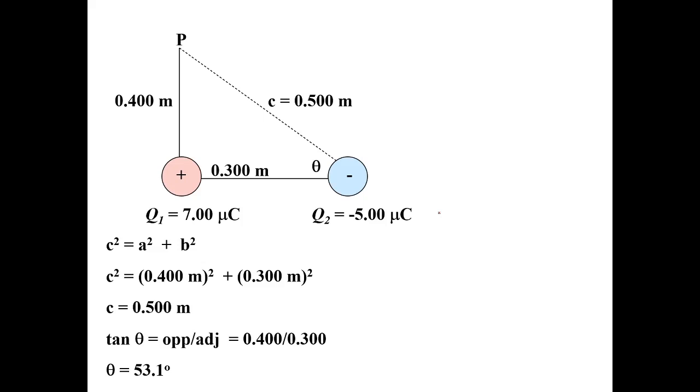We need to find the distance to the negative charge. So if you look, that's a 0.4 is one leg of the triangle. Maybe that's A. This is B. To find C, we just use the Pythagorean theorem, just like in geometry. So C squared is A squared plus B squared. Then we substitute our 0.4, and we get 0.5. Now to get the angle in here, we'll use our good old friend tangent, opposite over adjacent. And we get 53.1 degrees.